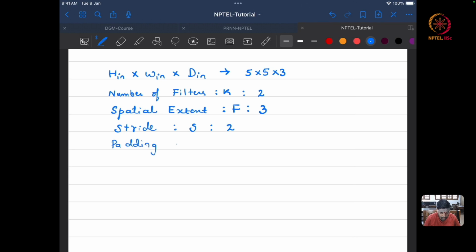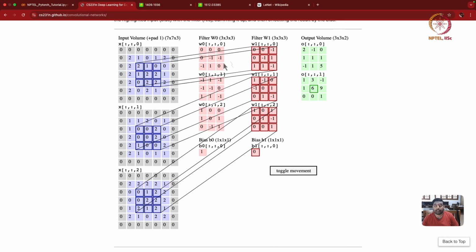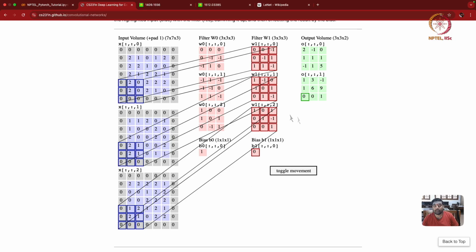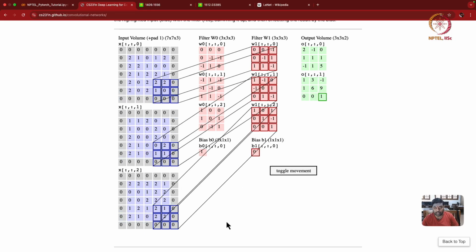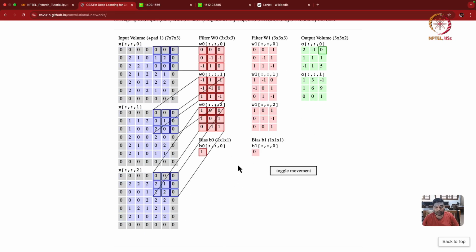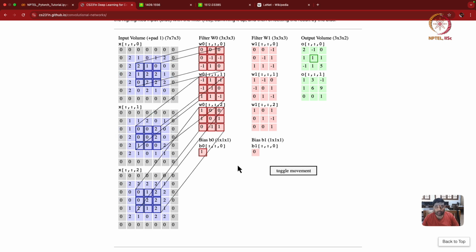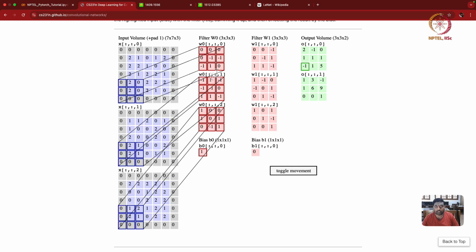The padding, represented by P, is given by 1. Any convolution has these hyperparameters. In a convolution layer, the values that the two filter matrices take, including the bias, are the weights. These are learnt. I'm not talking about them now.